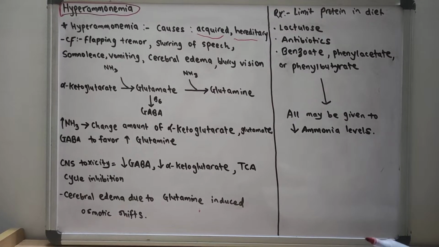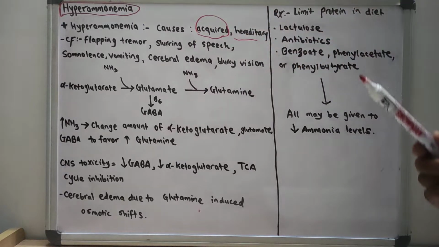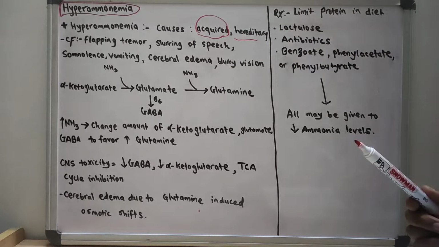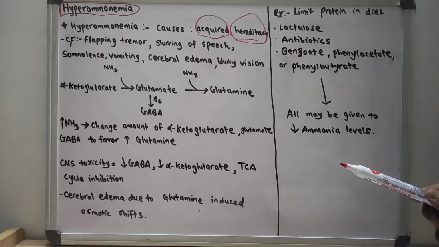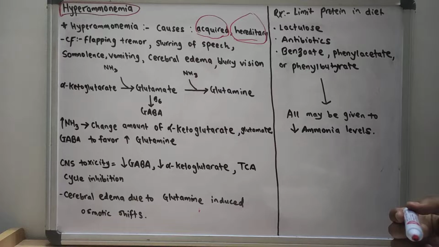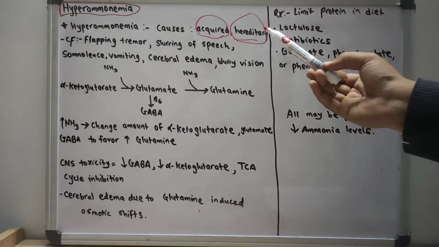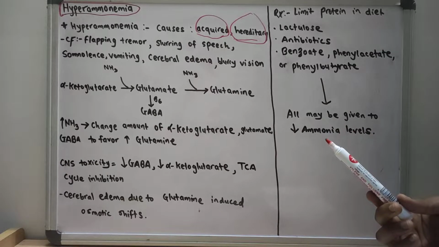The acquired hyperammonemia occurs due to various liver diseases, and the hereditary hyperammonemia occurs when there are urea cycle enzyme deficiencies. So basically, if any acquired insult occurs to the liver, there will be acquired hyperammonemia, and when there is a hereditary deficiency of a urea cycle enzyme, it will be hereditary hyperammonemia. So what are the various clinical features that occur in hyperammonemia?